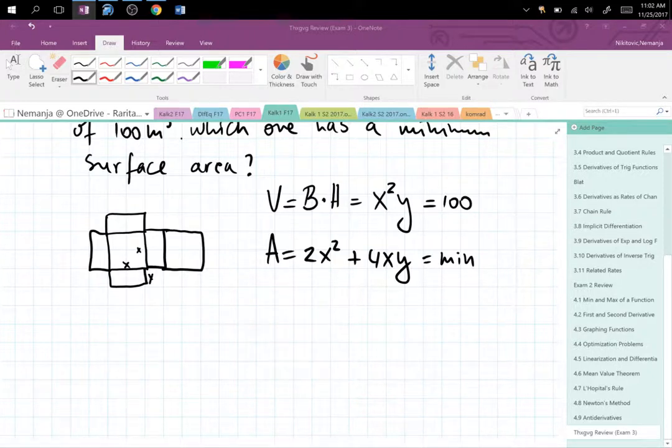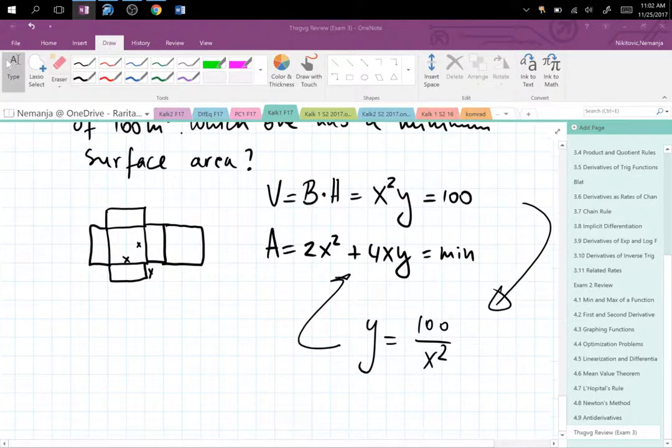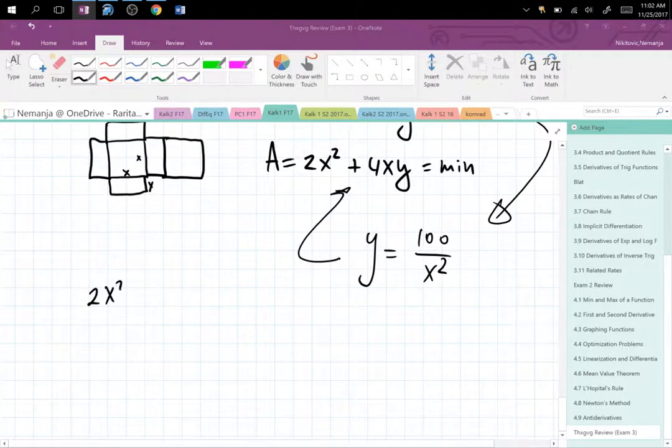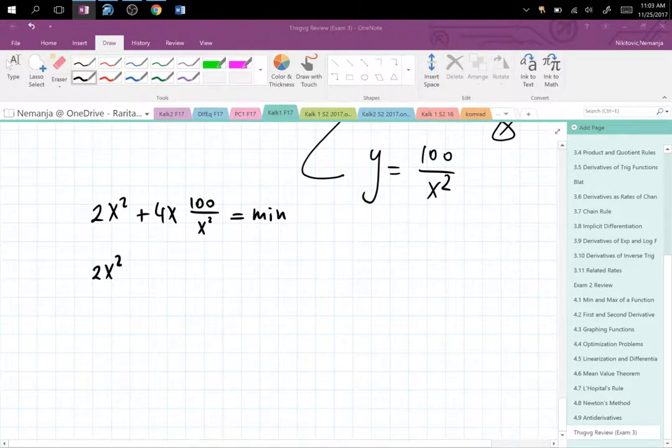You always go to your constraint equation and you solve it for one of the variables. In this case, it will be y. So you always go to your constraint equation and solve for one of the two variables, whichever is easier. And then you take that and you plug into the objective equation, obtaining 2x squared plus 4x times 100 over x squared equals a minimum, which gives us 2x squared plus 400 over x equals a minimum.